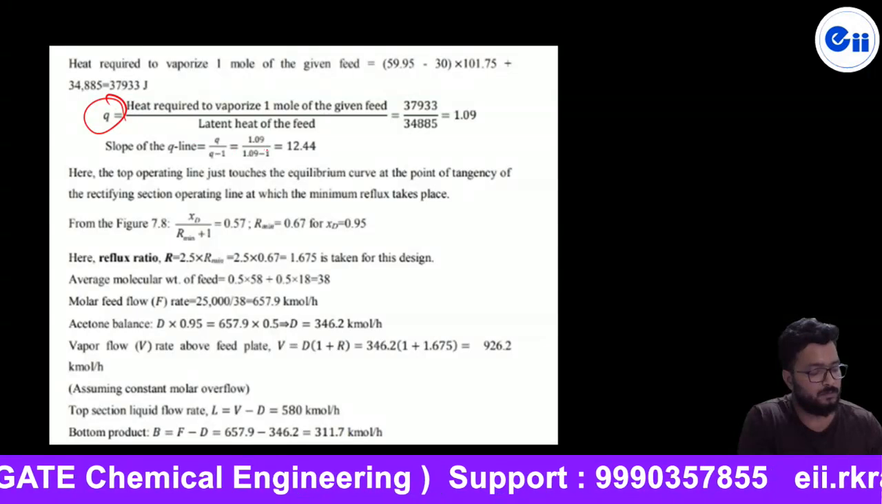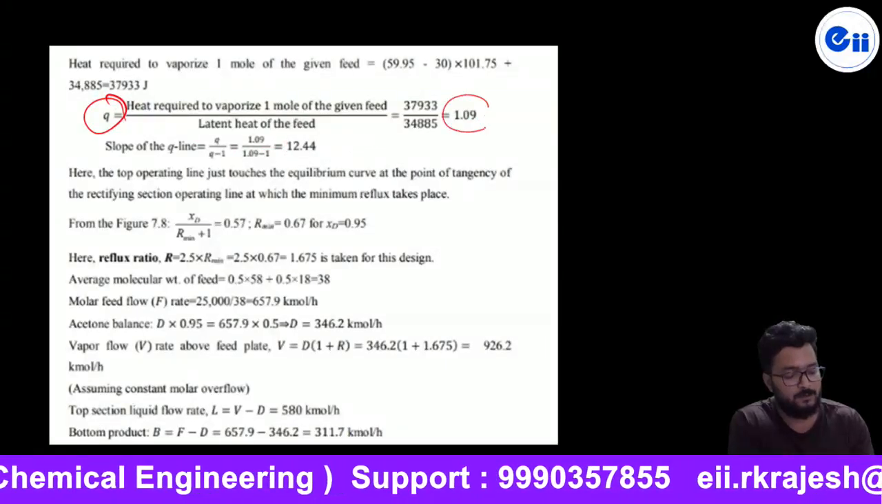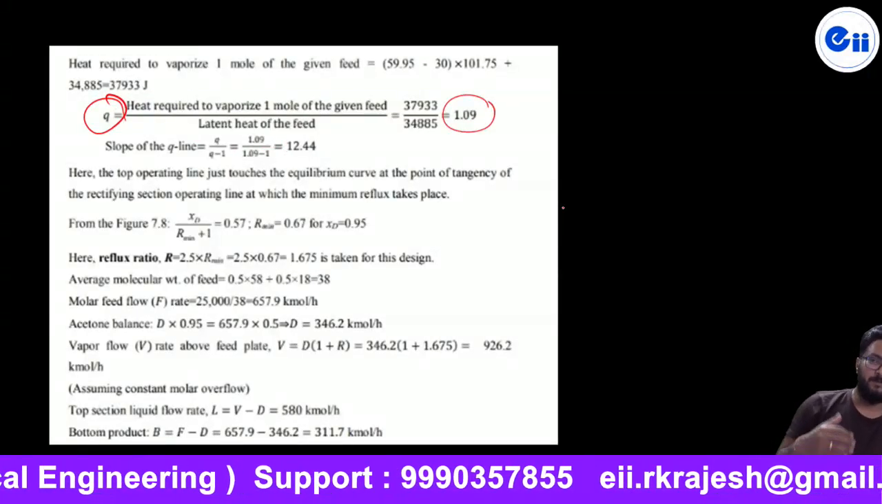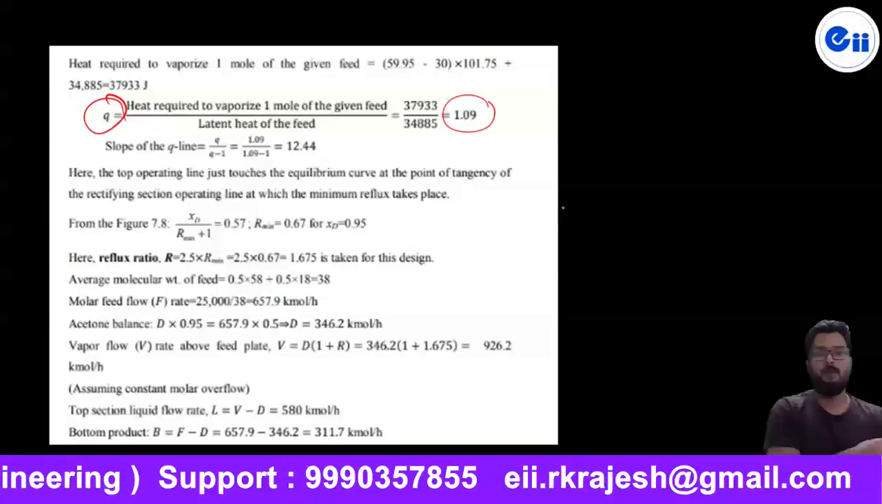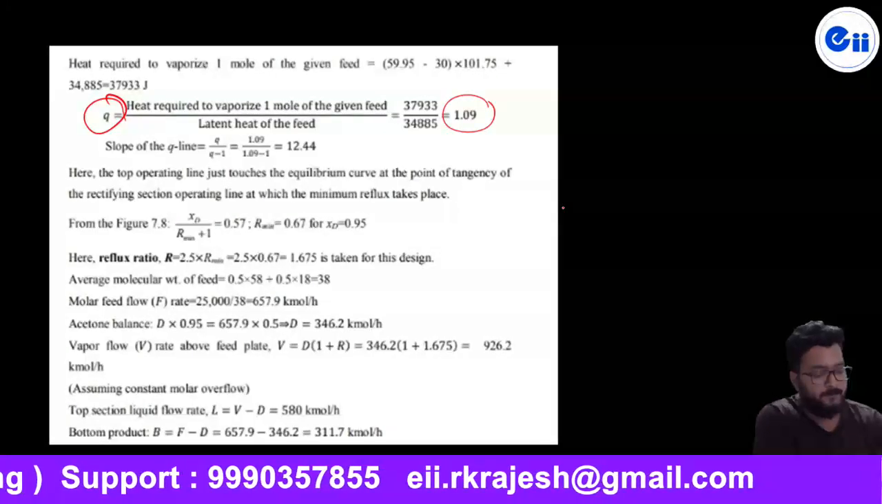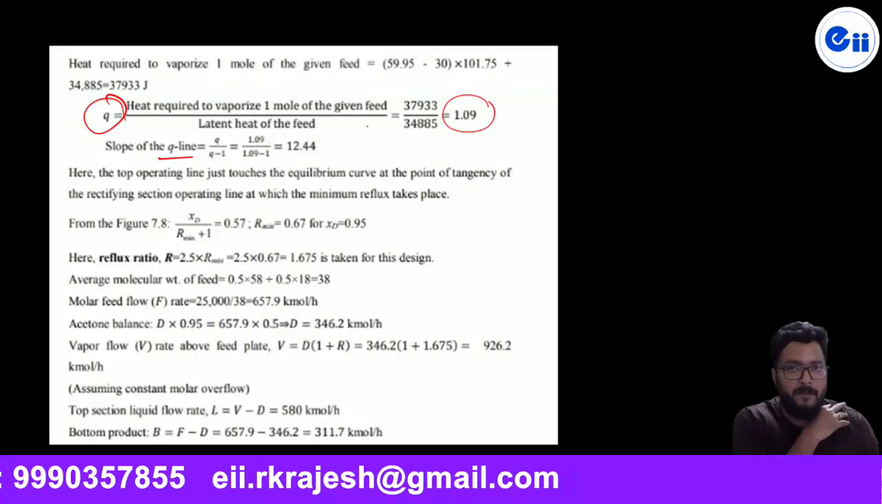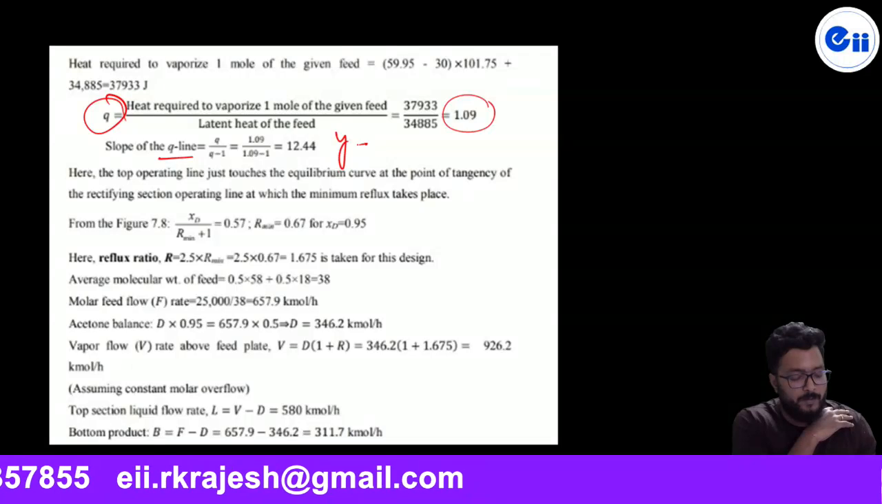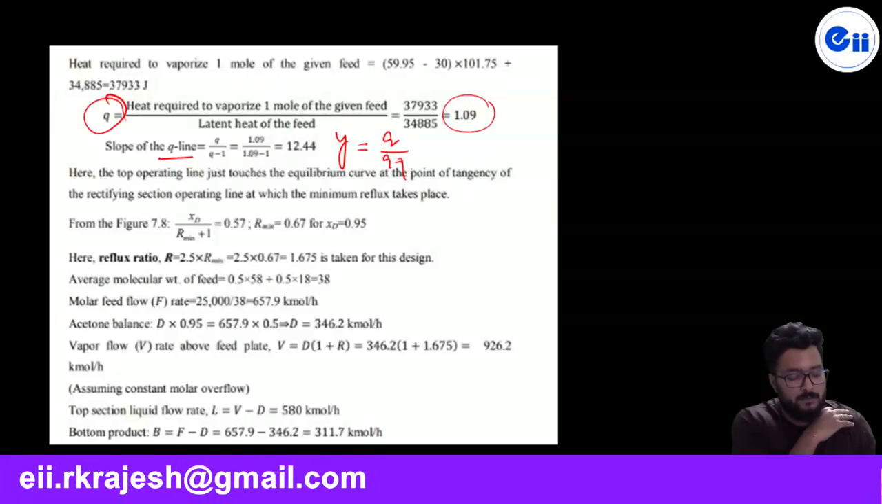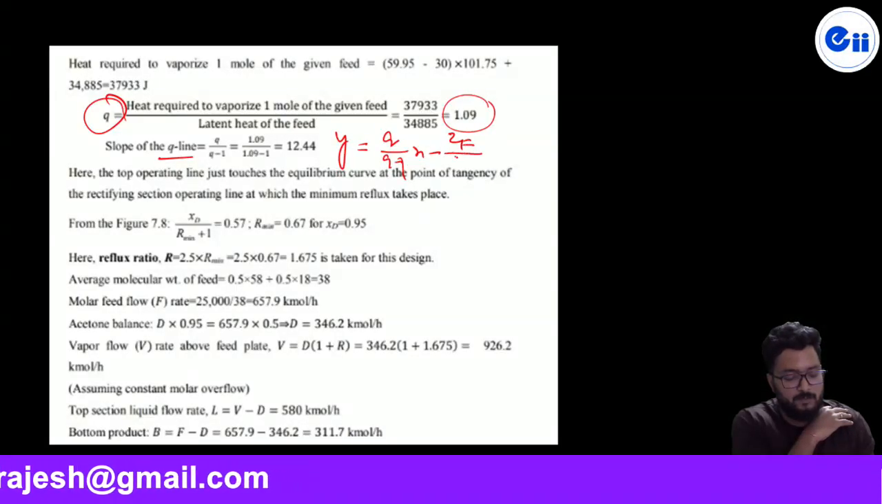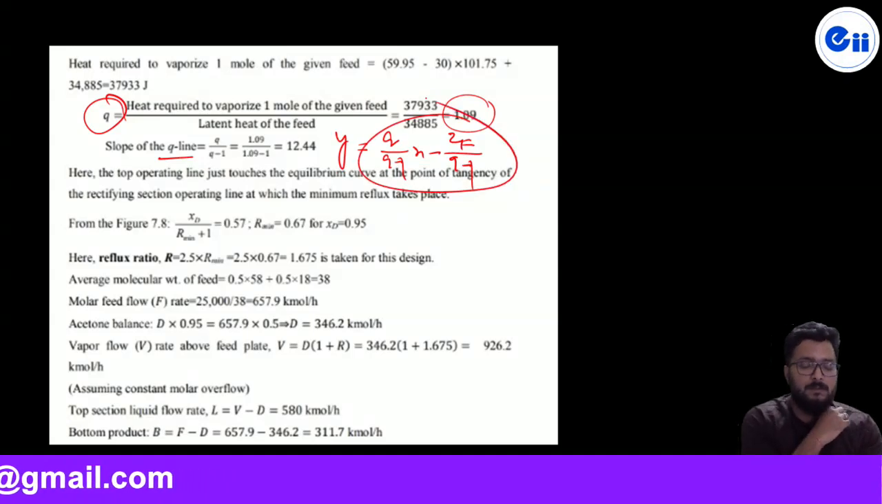Then Q we can calculate, and this Q is found to be 1.09, and it is very obvious it should be more than 1. Okay, and we can go for the slope of Q line, Q upon Q minus 1. As far as the equation for the operating line, equation for the Q line is concerned, y equal to Q upon Q minus 1 into x minus ZF upon Q minus 1. That is your Q line equation.